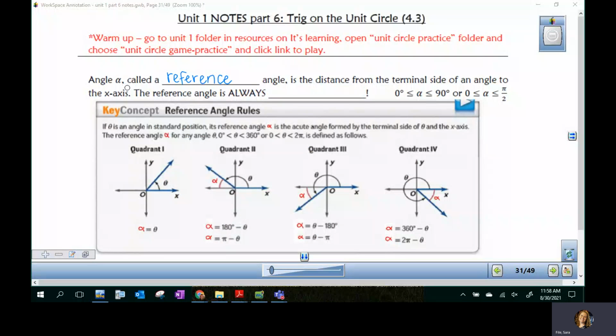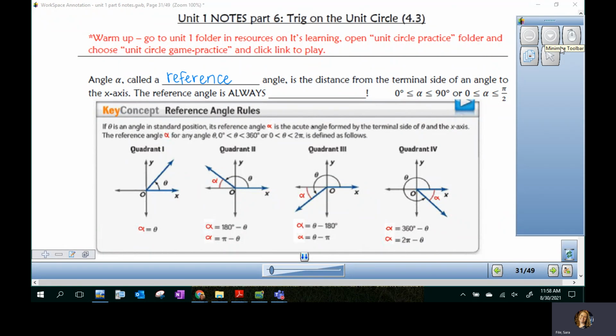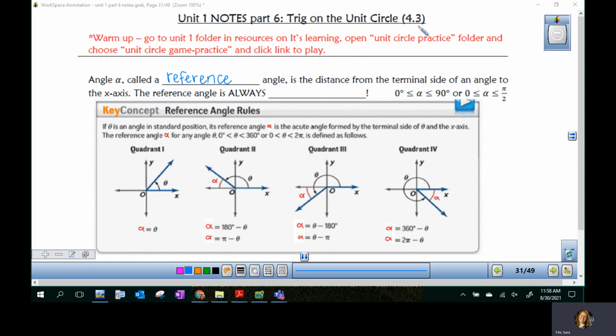What I was saying is a reference angle, we're going to call it theta in our examples here, is the distance from the terminal side of an angle to the x-axis. And we said distance is always positive. You're never going to have a negative. So your reference angle will always be positive. It will always fall between 0 and 90 degrees, or if you're in radians, 0 and pi halves.